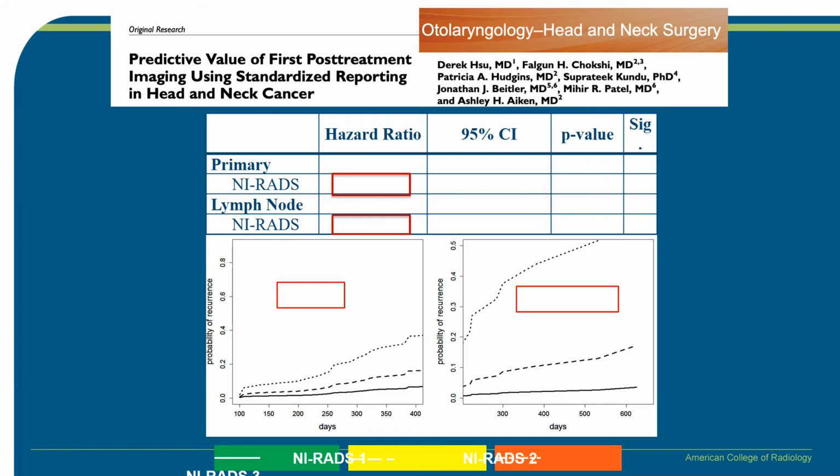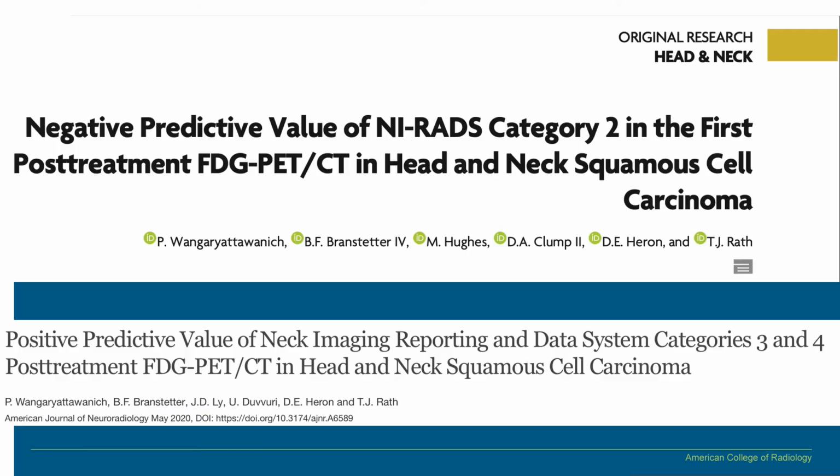So you can see at the primary site, for every 1 unit increase in the NI-RADS score, there was a 2.6 times likelihood of residual disease. And for the lymph nodes, a 5.2 times increase for every 1 increase in NI-RADS score. Also want to highlight some recent publications by colleagues at UPMC and at Mayo, looking at the negative predictive value of category 2 and then the positive predictive value of categories 3 and 4.